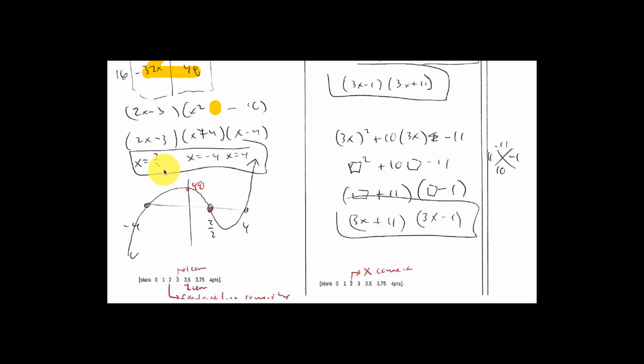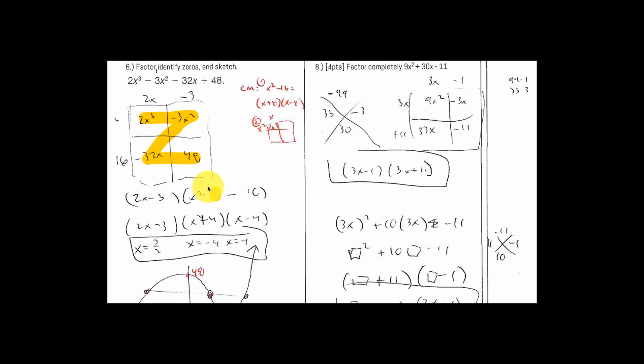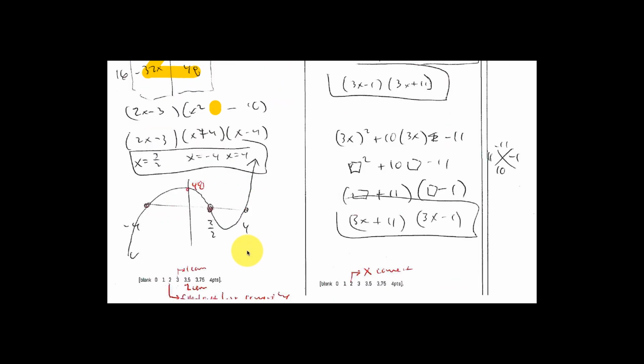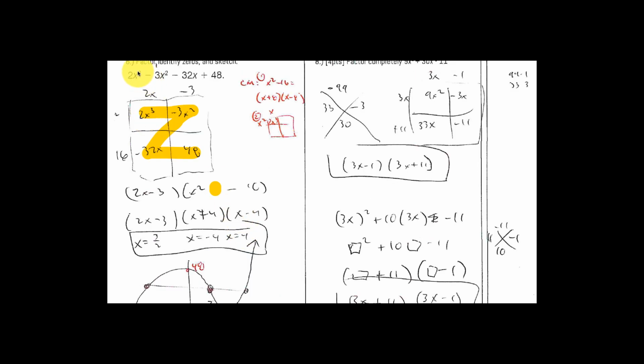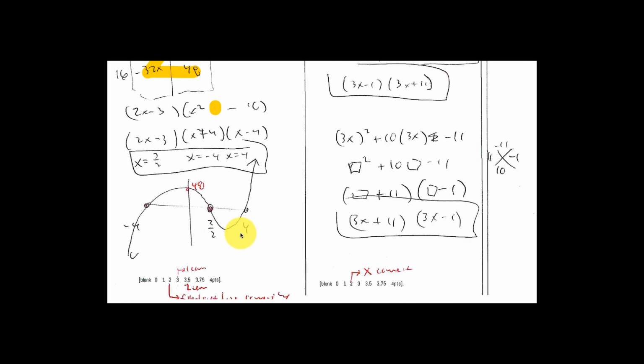And then to make a sketch, I put 3 halves, positive 4, negative 4, and the 48 is your C value, or your constant. And then the highest degree is an odd degree right here. Start down, end up.